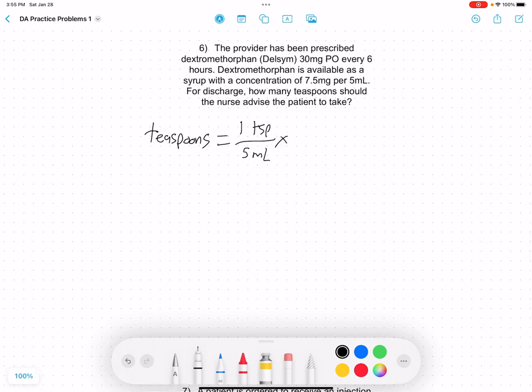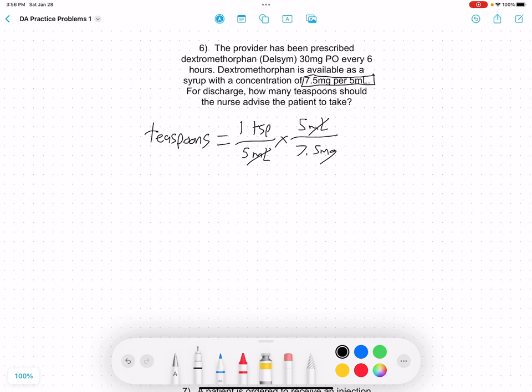We want to cancel out those milliliters. So as you know, we want to have milliliters at the top. In our question, we have a conversion for every 5 mils, there's 7.5 milligrams. So to cancel that out, we're going to have our 5 mils and then 7.5 milligrams at the bottom, which cancels out these milliliters when we go ahead and do our calculation.